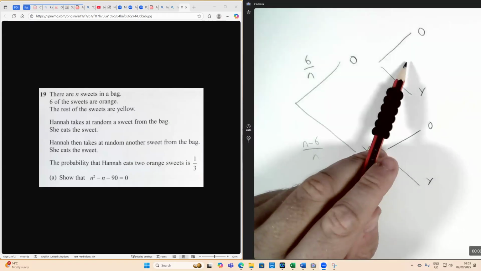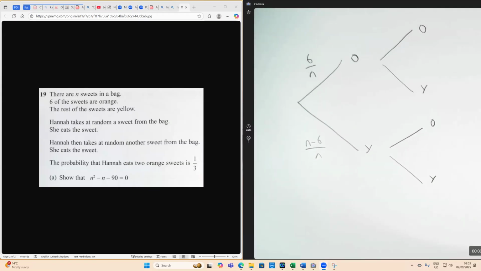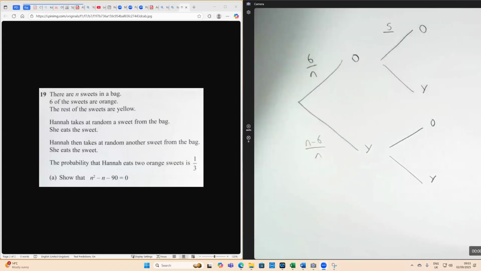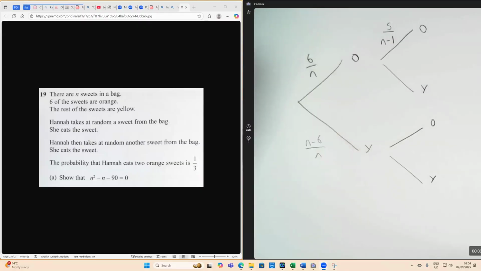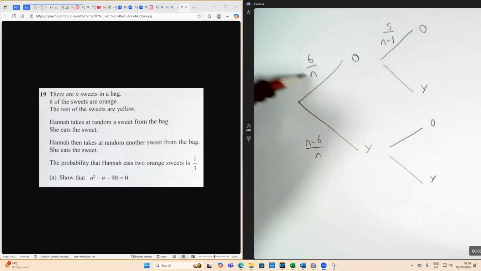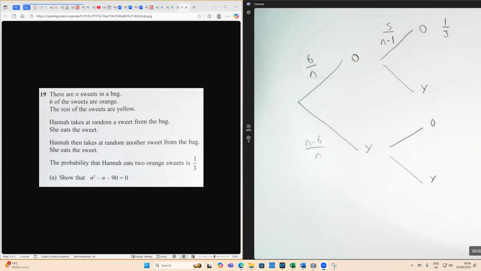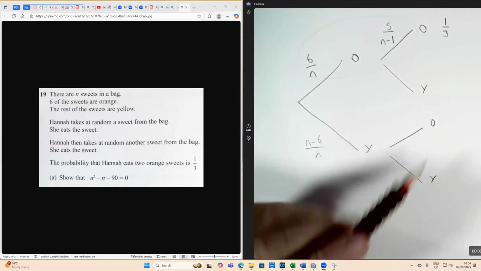Let's look at the second branch. If Hannah had eaten an orange sweet, then there would only now be 5 orange sweets in the bag when she reaches in the second time, and there would only be n minus 1 sweets in the bag as well. So we've got 5 over n minus 1. Again, we only need these two for answering this question because we're told that the probability is a third. But just for our interest, I'm going to describe how you would fill the other ones in if you had to.